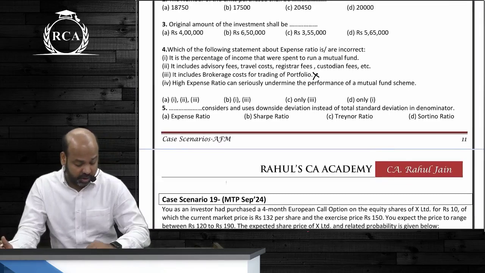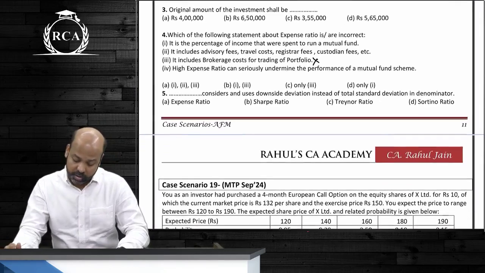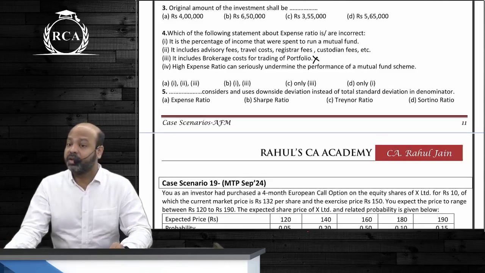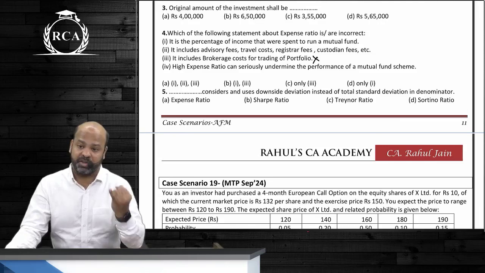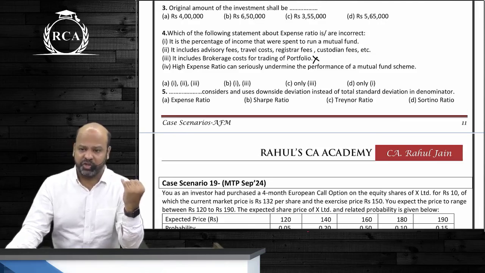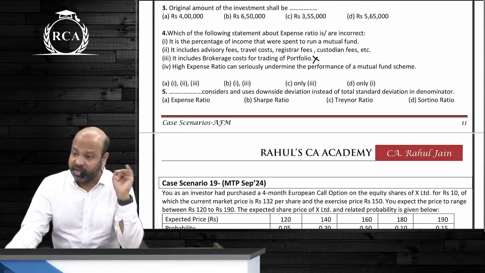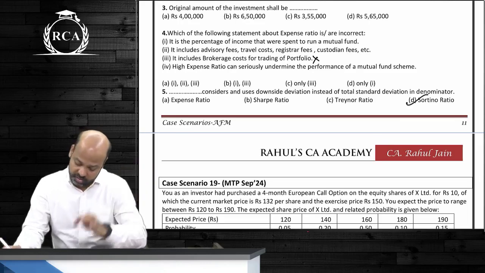Answer क्या बेटा फिर? Only 3. Sortino ratio considers and uses downside deviation instead of total standard deviation. कौन सा रेशियो? क्लास में पढ़ाया था बेटा मैं. Evaluation of mutual funds में we did Sharpe's ratio, guys. Sortino ratio. Sharpe's ratio considers total standard deviation. Sortino ratio considers only downside का standard deviation.